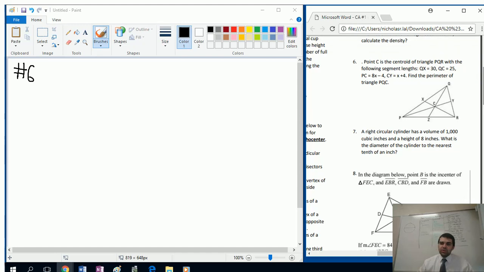Point C is the centroid of triangle PQR with the following segment lengths. QX is equal to 30, QC is equal to 25, PC is equal to 8x minus 4, and CY is equal to x plus 4. Find the perimeter of triangle PQC. So there are some things we need to know about the centroid, okay? So let's first draw the triangle.